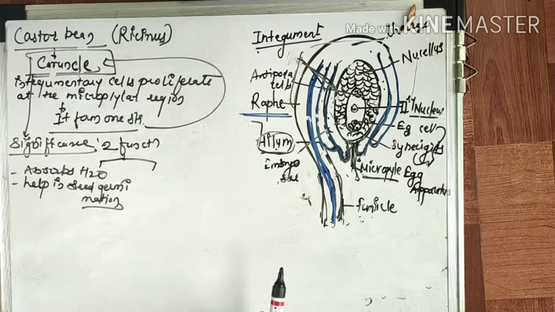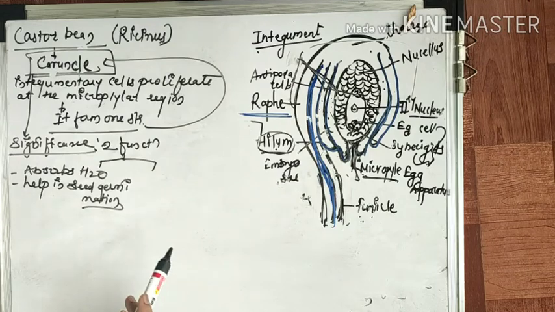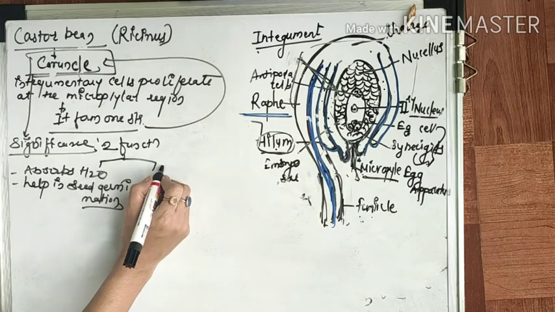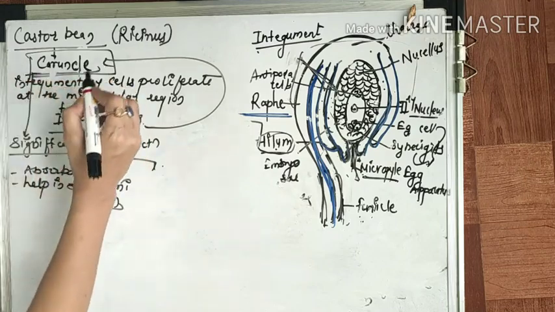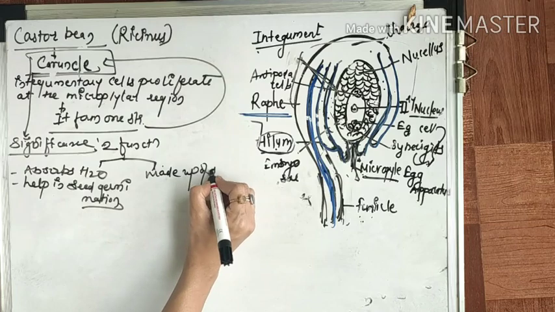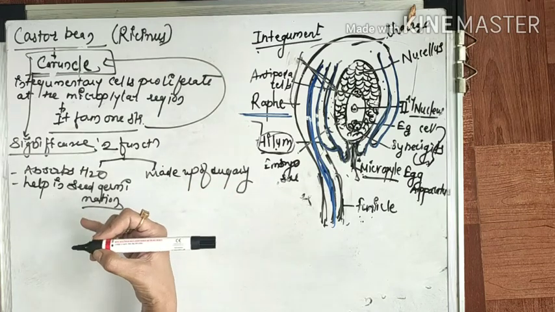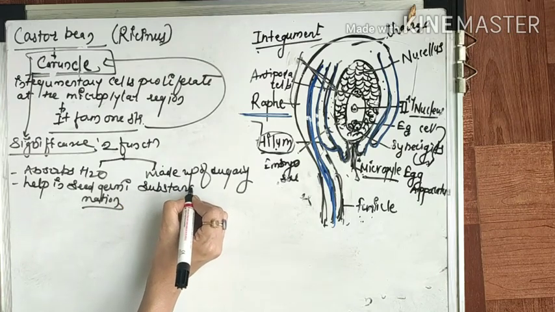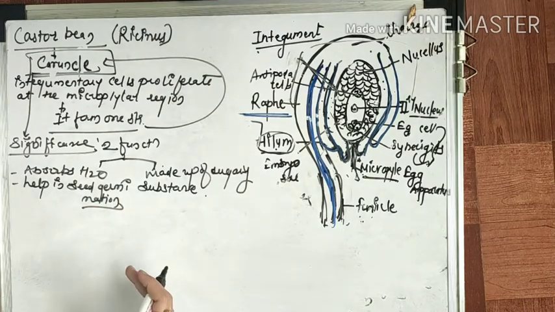So what is the function of this caruncle? It absorbs water and helps in seed germination. The second function is that it is made up of a sugary substance, just like a sugary substance, right? And seed dispersal occurs by ants.